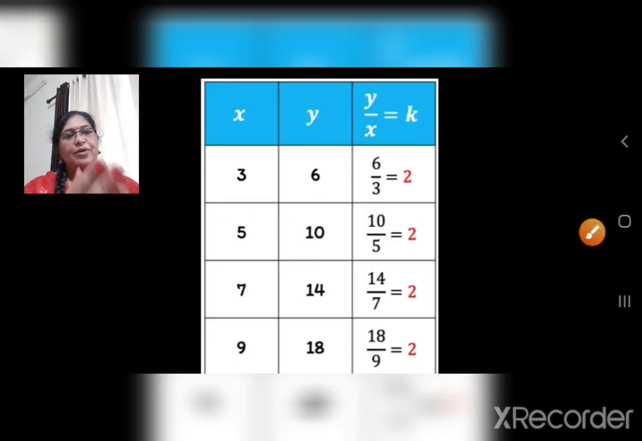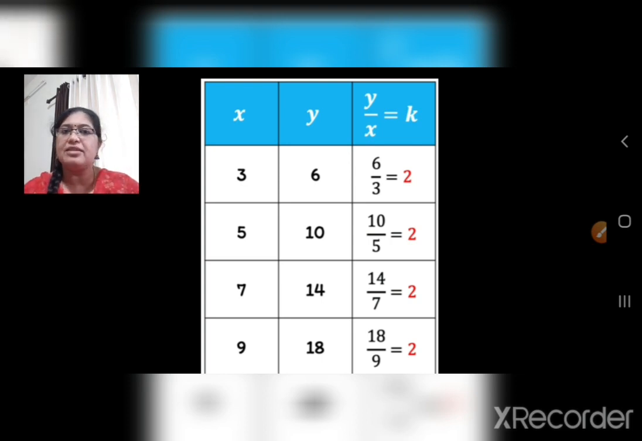Children, here are a few examples. The x value and y value are given. The x value we are taking as the number of chocolates, and the y value we are taking as the cost in rupees. If it is 3 chocolates, it costs 6 rupees. If it is 5 chocolates, it costs 10 rupees. If it is 7, it is 14. If it is 9, it is 18. So what is coming as constant?